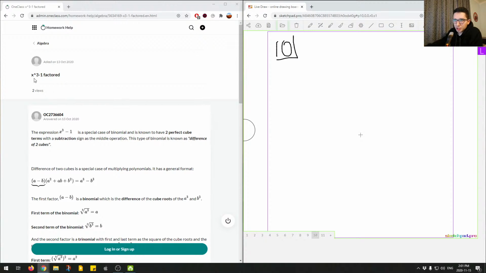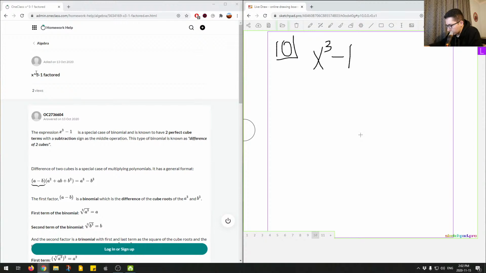Okay, so the expression is x cubed minus 1. And our goal is to factor this expression. So one thing you should recognize from this is a difference of cubes. Why is that the case? You can definitely see right away.